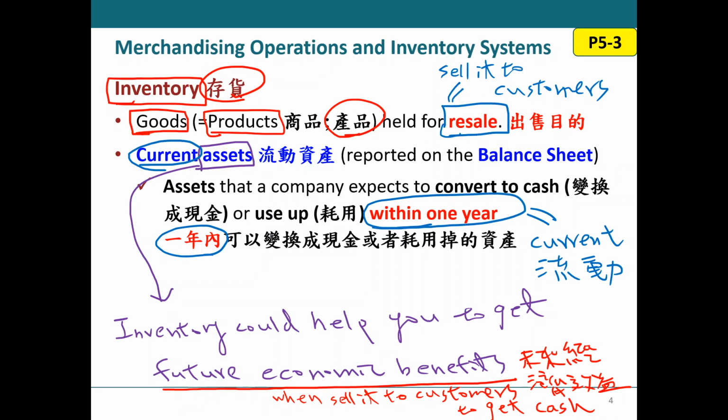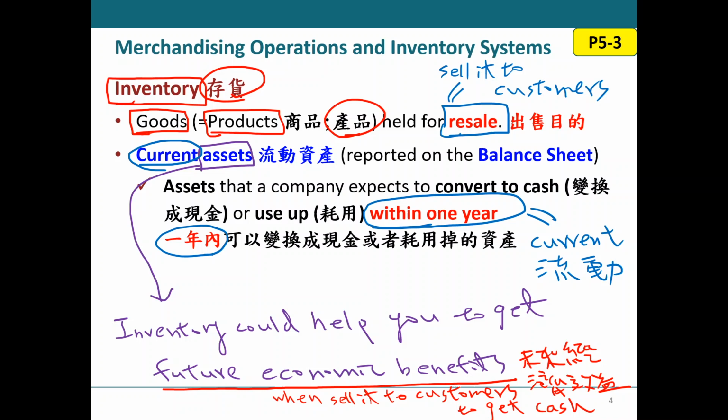Why is inventory a current asset? Because how long do you expect to sell your inventory? More than 1 year or within 1 year? Within 1 year. Why? Because if you could sell your inventory faster, you will earn more money back, right? For a company, we expect to sell inventory quickly, because then you get the cash back faster, right? Of course, we want to do that. So that's why usually your inventory is within 1 year.